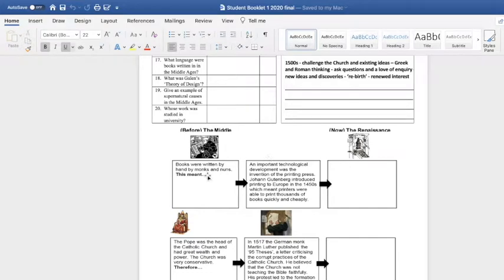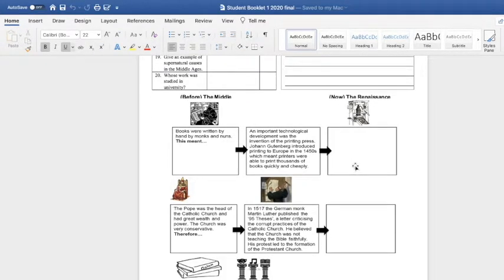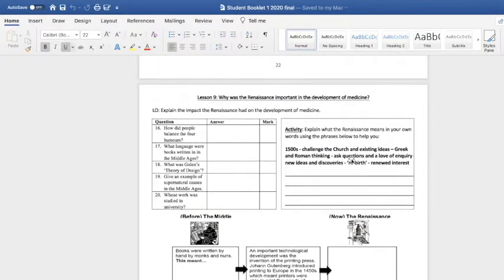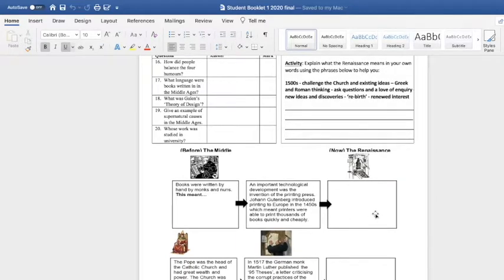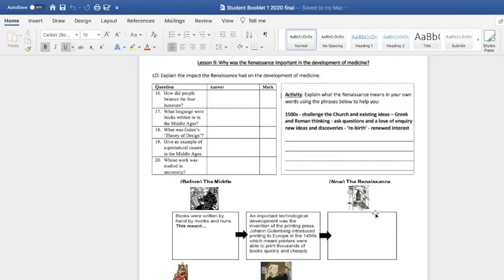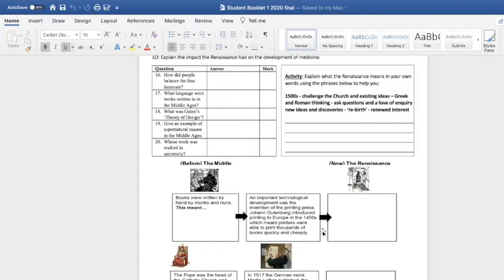So it would work as you saying the recap, reading through the evidence of whatever's happened in the Renaissance, and then explaining the impact of that on medicine. So you need to remember that your title is asking you about the development of medicine, so the impact it had on medicine. You need to really make sure that you're linking that back to the question. So we'll do the first one together.